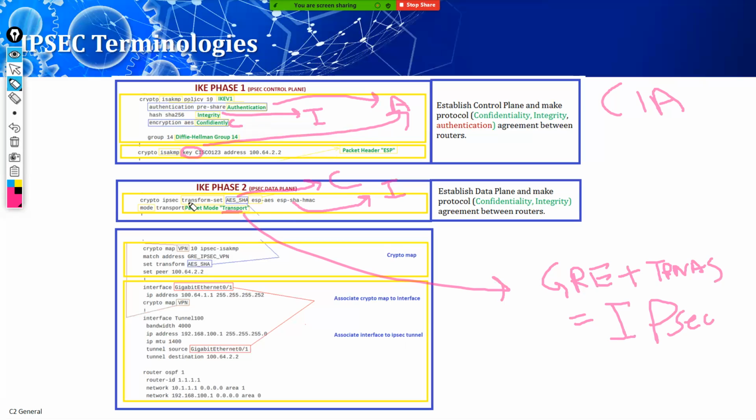In phase two, which is for the data communication, we are defining confidentiality and integrity. If you notice, during phase one, the session, we are establishing confidentiality and integrity, and even in phase two we are defining confidentiality and integrity. So we are checking two times, just to make sure that the data is more protected, from source to destination.